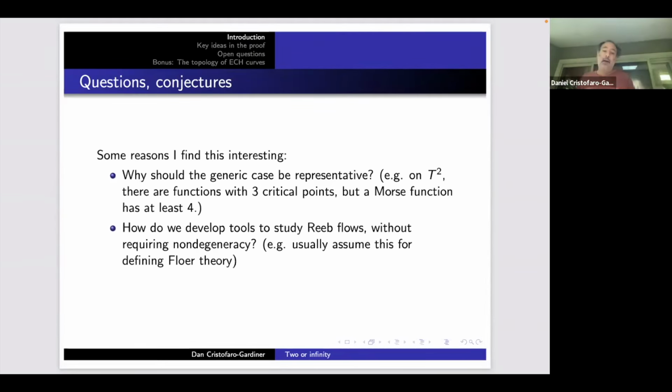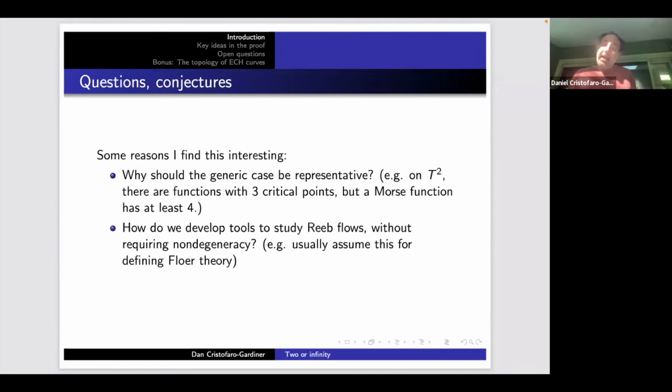The second reason I found this interesting is, how are we even going to study these kinds of questions without requiring non-degeneracy? So again, there's something that specialists can take out of this, and there's something that non-specialists can take out of this. But at just a basic level, I probably want to use some kind of Floer theory, and I probably want to assume that the contact form is non-degenerate.